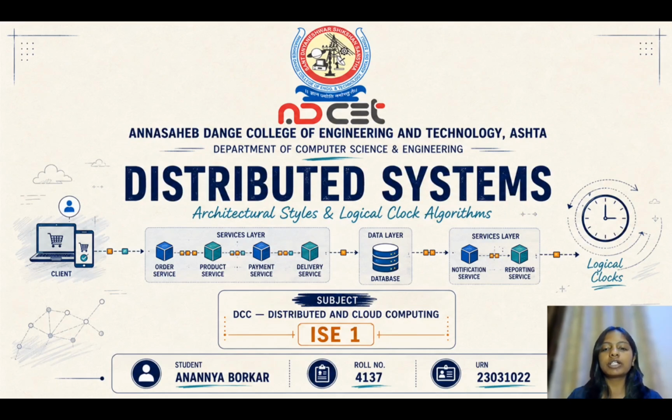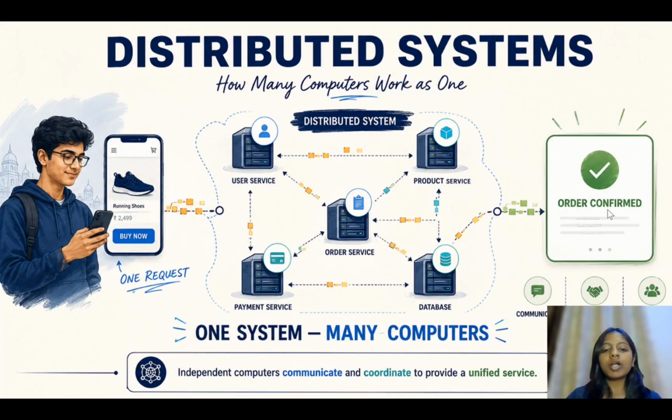So, moving towards our first slide, what is a distributed system? How do many computers work as one? Let's begin with a simple example. Suppose I am shopping online and I want to buy a pair of running shoes. At first sight, it looks like I am performing just one action. I click buy now. But behind this simple action, many computers, systems and services are actually involved.